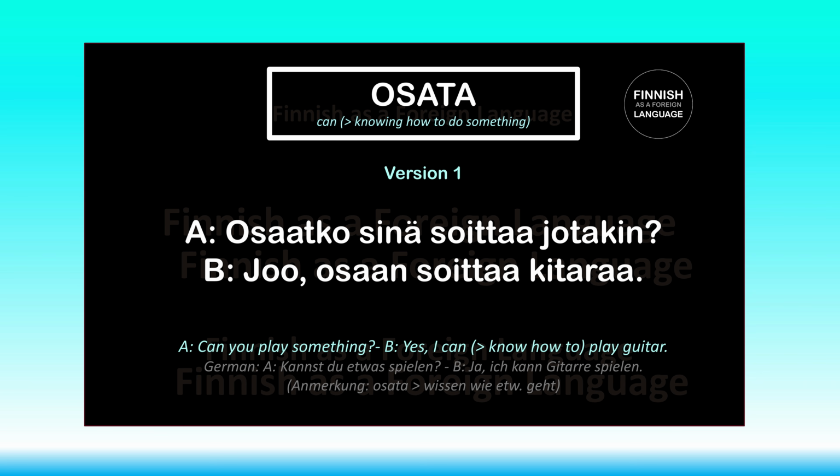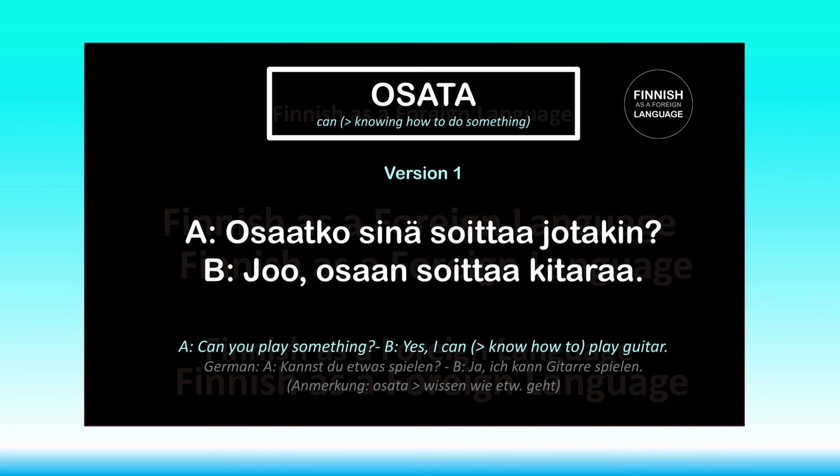One more. Here we have a dialogue. A is asking, osaatko sinä soittaa jotakin? And B is answering, joo, osaan soittaa kitaraa. In English, A is asking, can you play something? And B is answering, yes, I can play guitar. In the sense of, I know how to play guitar.